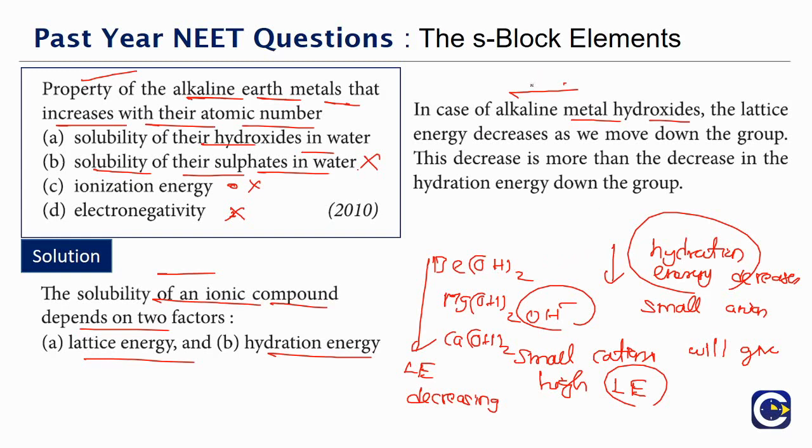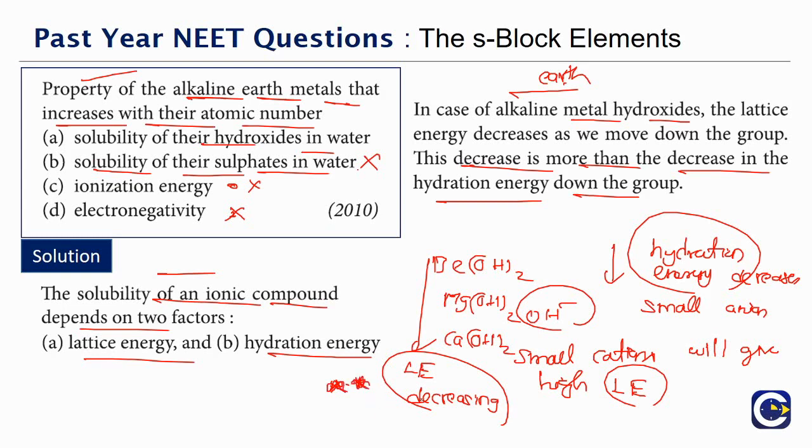not the alkaline metals, it is actually alkaline earth metals. So for the alkaline earth metals, the lattice energy decreases as we go down the group, because the cations become large, giving rise to a difference in the size of the cations and anions. Hydration energy is also decreasing. But the decrease in lattice energy will be more than the decrease in the hydration energy. So the lattice energy is going to decrease more rapidly. Hydration energy decreases, lattice energy also decreases, but which is decreasing more rapidly? The lattice energy.